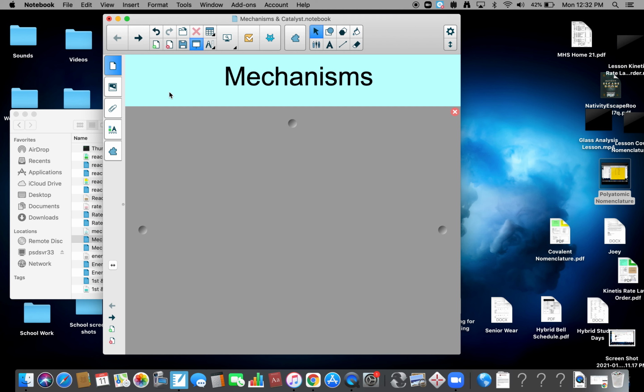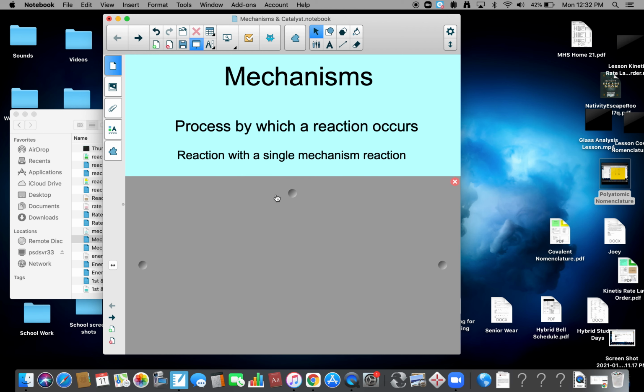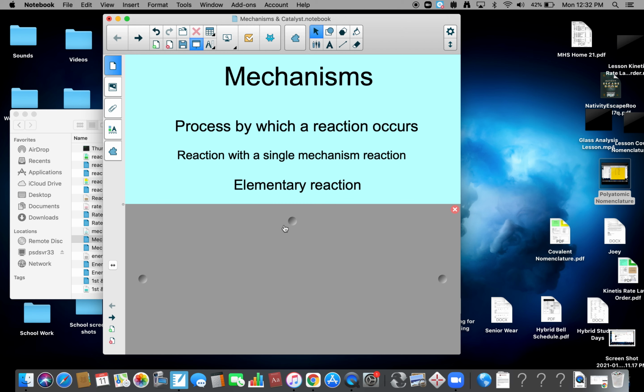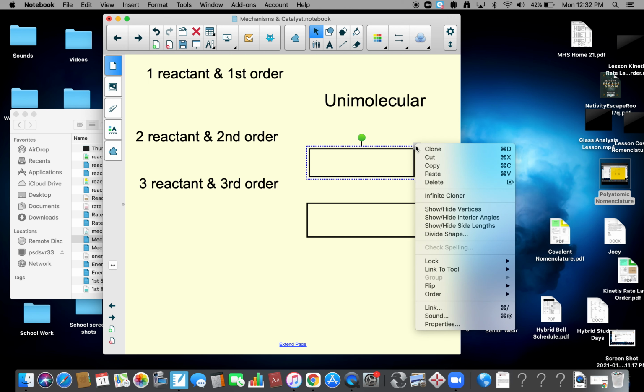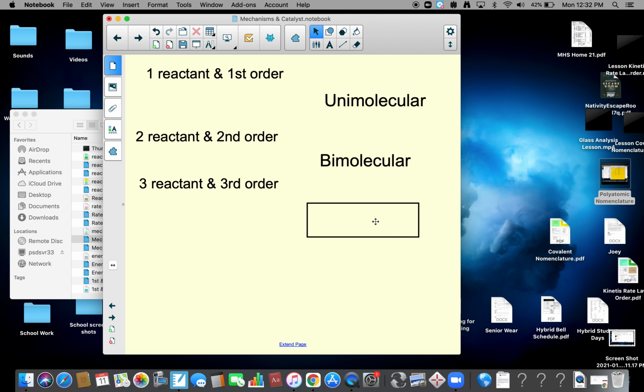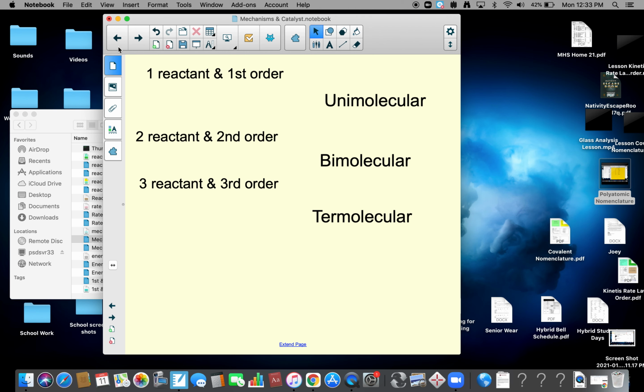Looking at mechanisms today, mechanisms are defined as the process by which a reaction occurs. Now, a reaction with a single mechanism step is called an elementary reaction. We have three types of those. If the reaction has one reactant, or is first order, we call that a unimolecular reaction. If it's got two reactants, or second order, we say that the reaction is bimolecular. Or if it's got three, or third order, or even more than that, we say that it's a termolecular reaction.